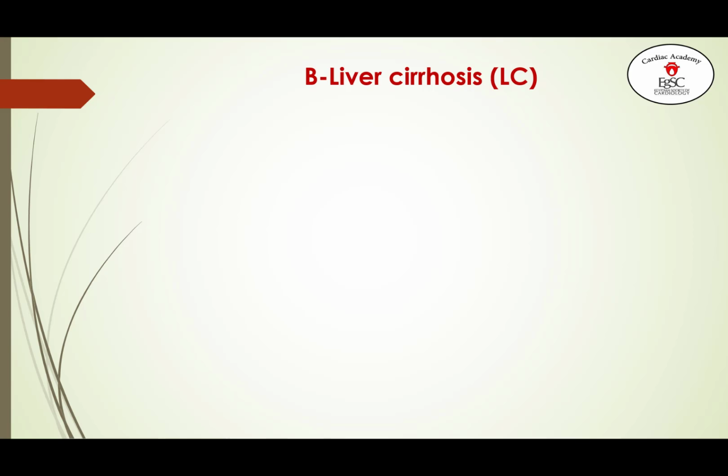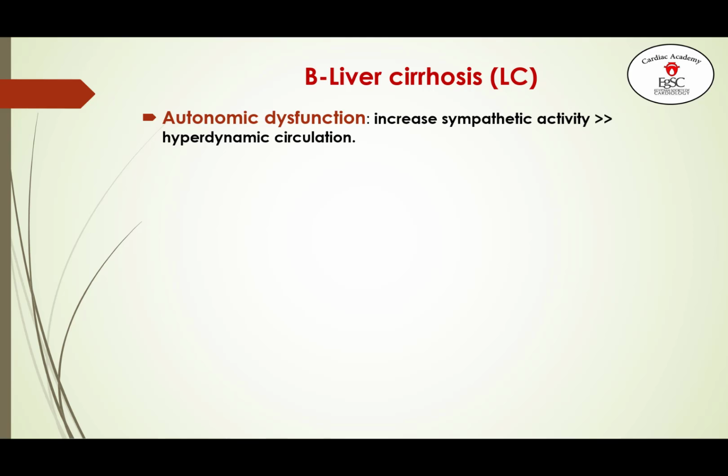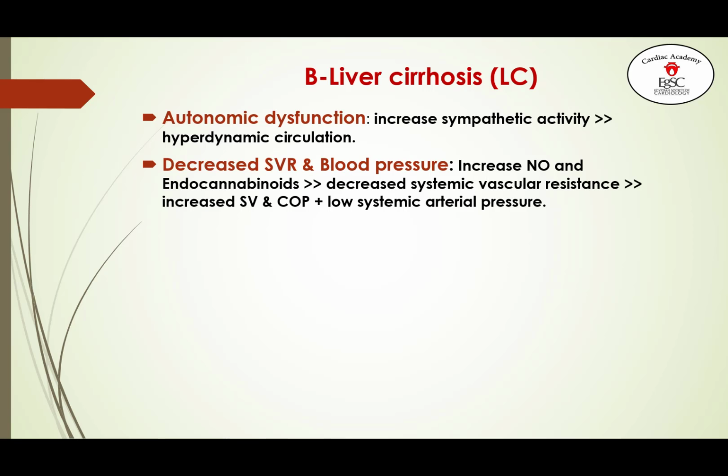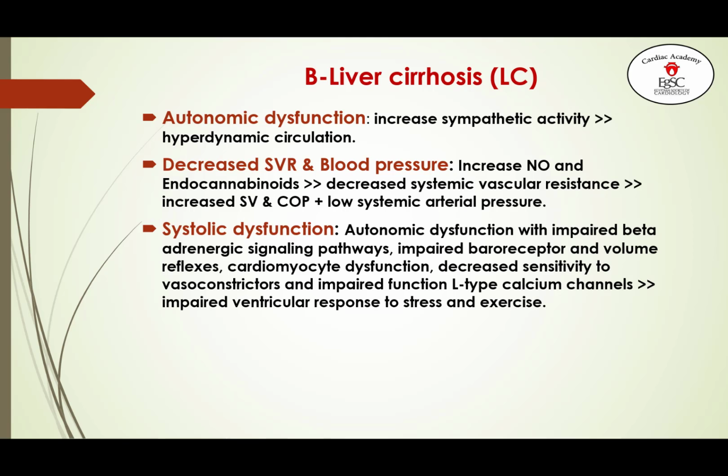The second liver disease that can affect the heart is liver cirrhosis. Liver cirrhosis can cause autonomic dysfunction, leading to hyperdynamic circulation. Also, it increases nitric oxide and endocannabinoids, leading to decreased systemic vascular resistance, with increased stroke volume and cardiac output, with low systemic arterial pressure.